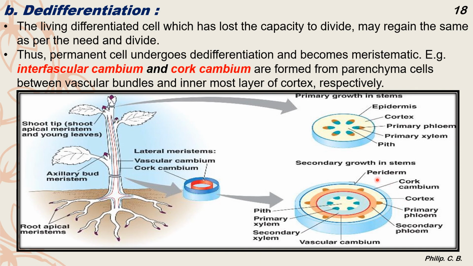Now again in FYJC you usually do the practical of making a section of sunflower stem or cucurbita stem, right? Primary growth in the stems, which you can see from the young leaves, epidermis, cortex, primary phloem, secondary xylem, pith, where we can see not only the primary but also secondary xylem and phloem.